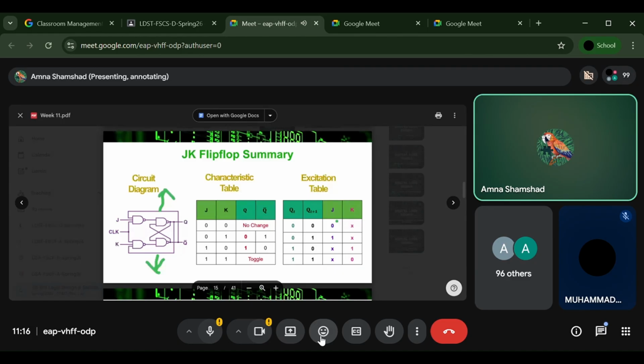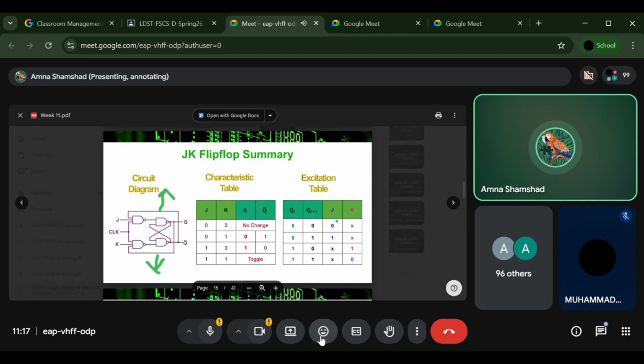Yes, Asna, I am not clear with your question. This Q and Q dash is basically a feedback combination that deals with the toggle input. Okay, so this is the basic difference.